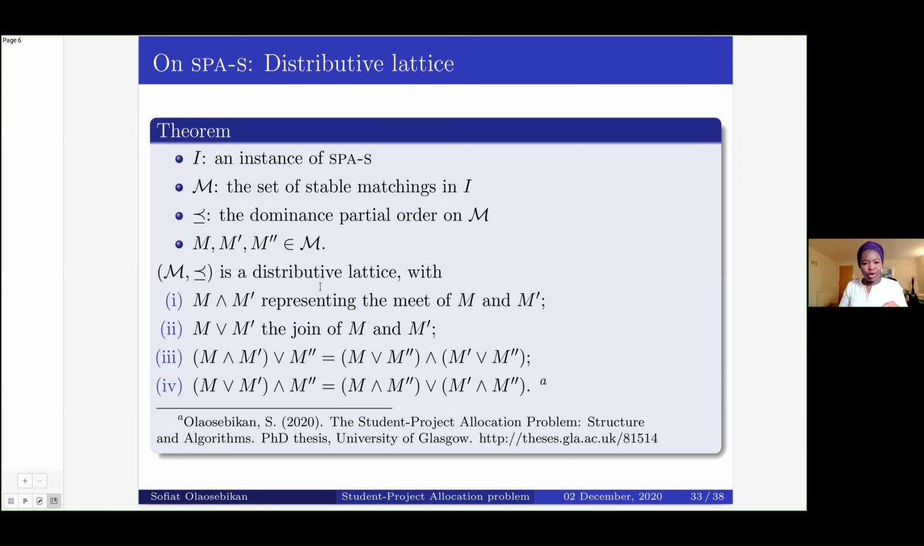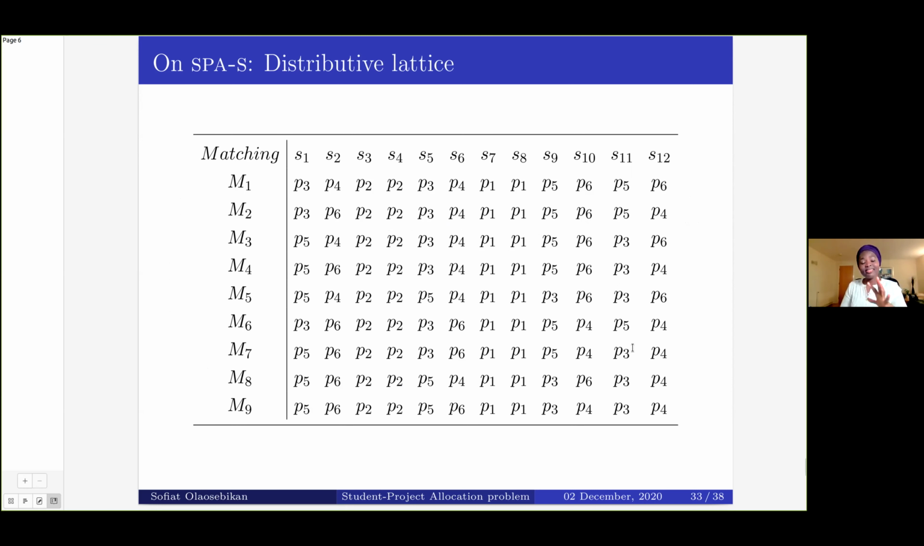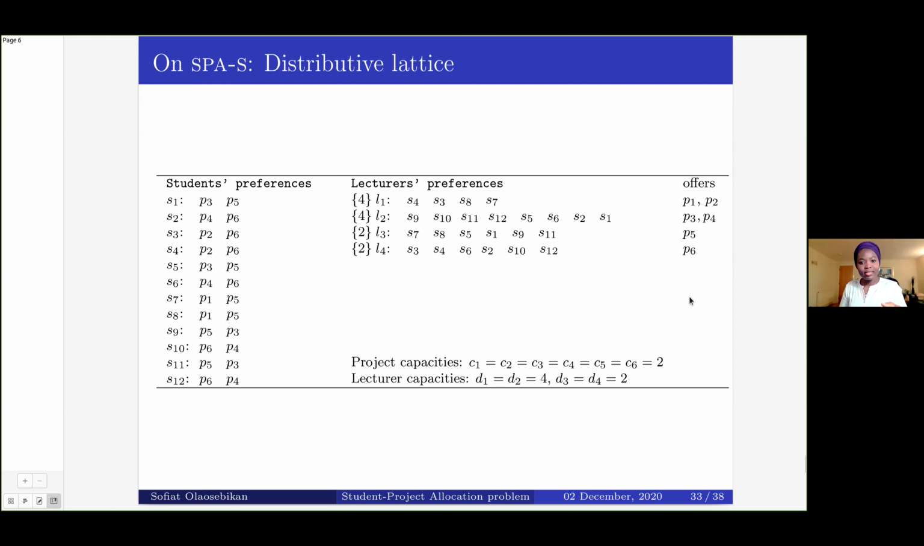But not to bore you with the theory, I have a nice picture here to tie everything in. So this is an example of a SPICE instance, and there are 12 students, 4 lecturers. The capacities of the lecturers are right here, and the projects are here. But you don't even need to worry about that. What you need to know is that this instance has 9 stable matchings, where the first one, M1, is the best for all of the students. It's the one that the students would prefer because they have their best projects. So this instance has 9 stable matchings.